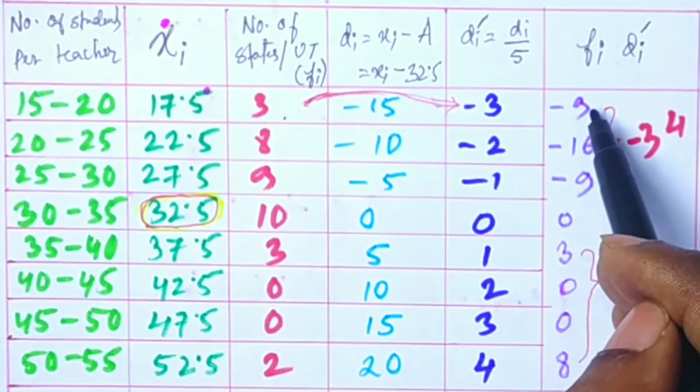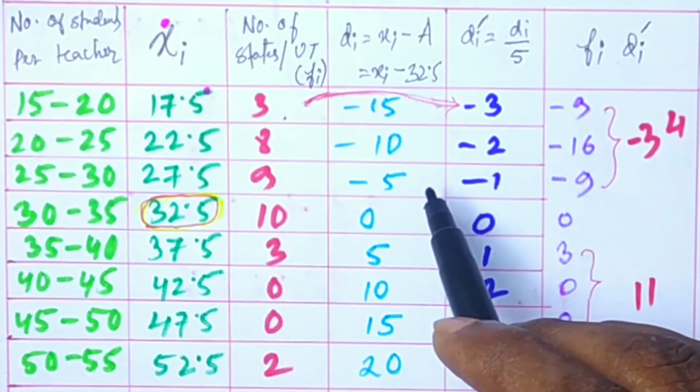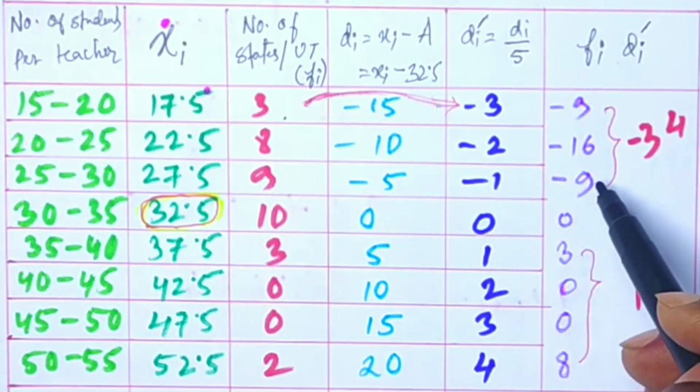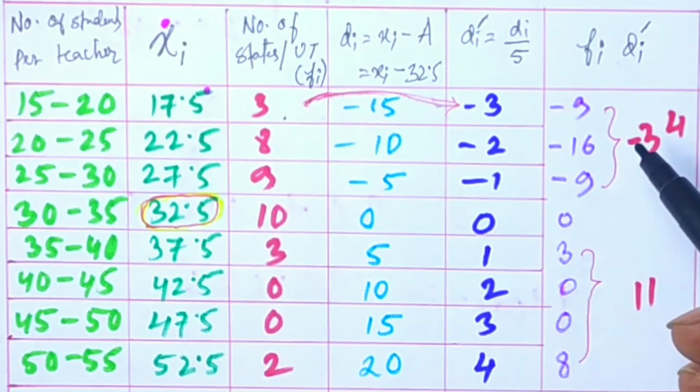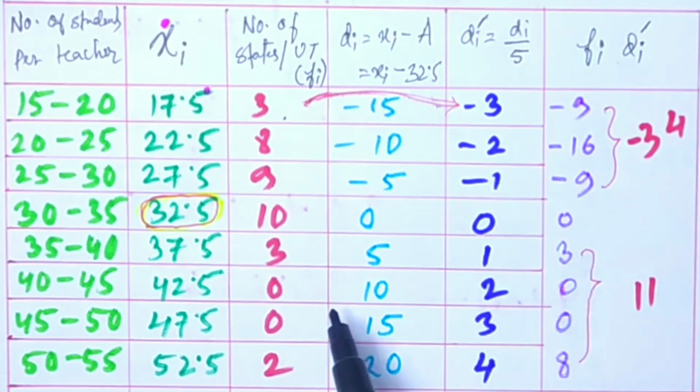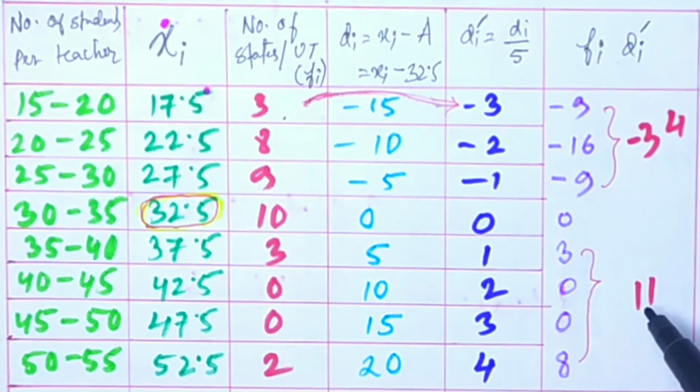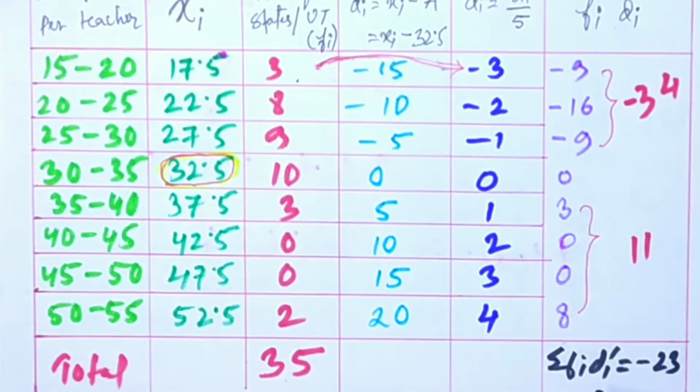So, 1, 2, 3, 4, and we calculate this one. 3 into minus 3 is minus 9. 8 into minus 2 is minus 16. 9 into minus 1 is minus 9. Total is minus 34, and 3 into 1 is 3. 0 into 3 is 0. 2 into 4 is 8, which is 11. The sum of these two is summation fi di dash, which is minus 23.